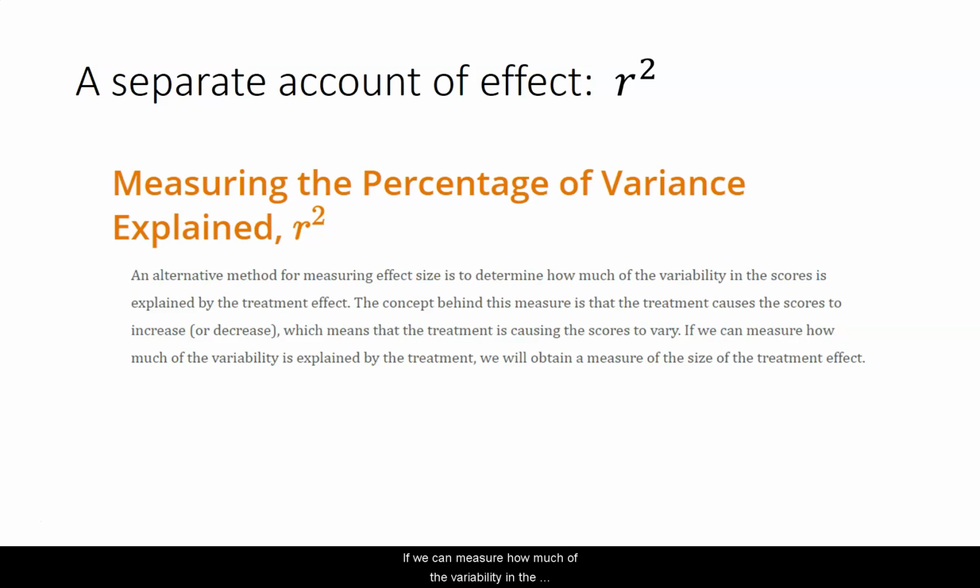If we can measure how much of the variability in the dependent variable is explained by the treatment, which is the independent variable, we will obtain a measure of the size of the treatment effect. We'll come back to this. We're going to put this in the context of two problems, but this first sentence is perfect. An alternative method for measuring effect size is to determine how much of the variability in the scores in the dependent variable is explained by the treatment effect, which is the independent variable.